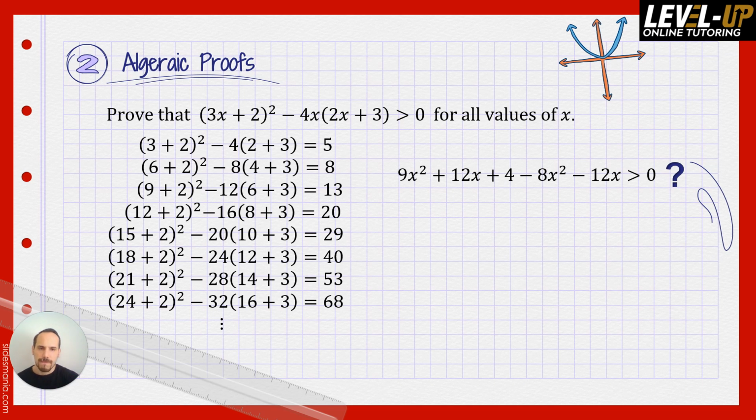Well, let's continue on. Collect like terms. You see, this is going to cancel out quite nicely. The 9x squared and the minus 8x squared is just going to be x squared. 12x minus 12x cancels out, and we're just left with the plus 4. Now, if we try and rearrange this like this, that gets us the end of proof.